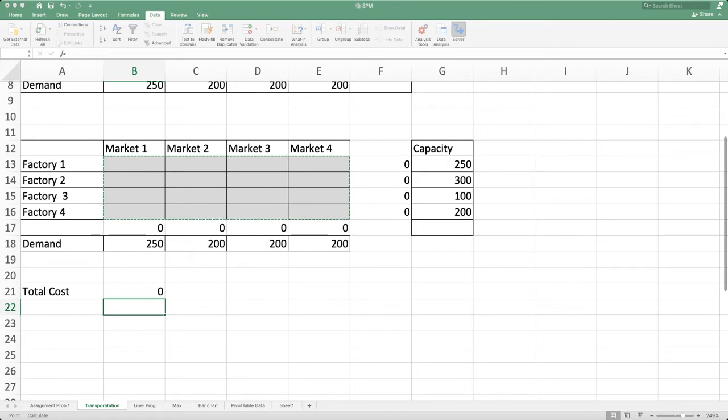Then add it, then cell reference. This is our one constraint: it should be less than or equal to this much. Add. Then take the next constraint, that is demand. It should be equal to, not less than or greater than. It should be equal to the market demand. Then click OK.